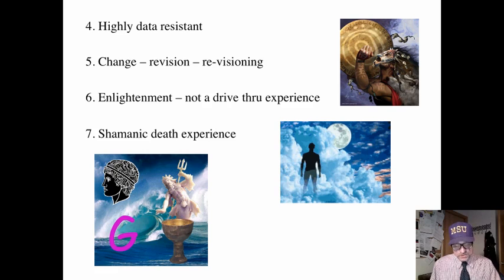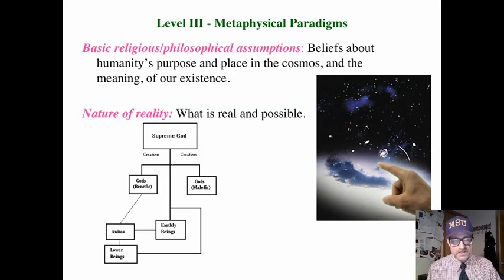A shamanic death experience. The shaman is able to transcend the human condition and move freely between dimensions, realities, or states of consciousness. All right? For the purpose of bringing back knowledge or wisdom. Now, a shamanic state usually is preceded by a death experience of some sort in the form of a great sickness or trauma or some sort of initiation. So change often happens after a traumatic life event here, something significant. Beliefs here include our beliefs about humanity's purpose and place in the cosmos and the meaning of our existence and the nature of reality, what is real and what is possible.